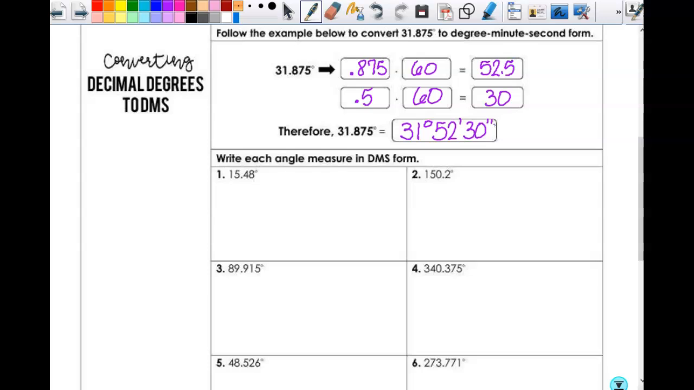So if 30 would have had a decimal, we would put 30 and then the decimal. Yeah, so like if I'd have gotten 30.2, then it would be 30.2 seconds. Yes, absolutely. The only thing that'll have the decimal on it is the seconds.